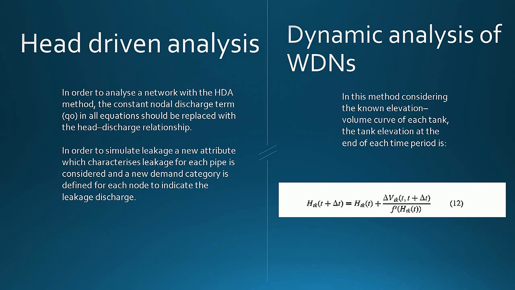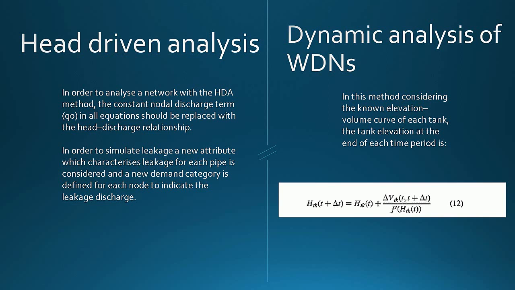In order to simulate leakage, a new attribute which characterizes leaking for each pipe is considered as a new demand category. It is defined for each node to indicate the leakage discharge.